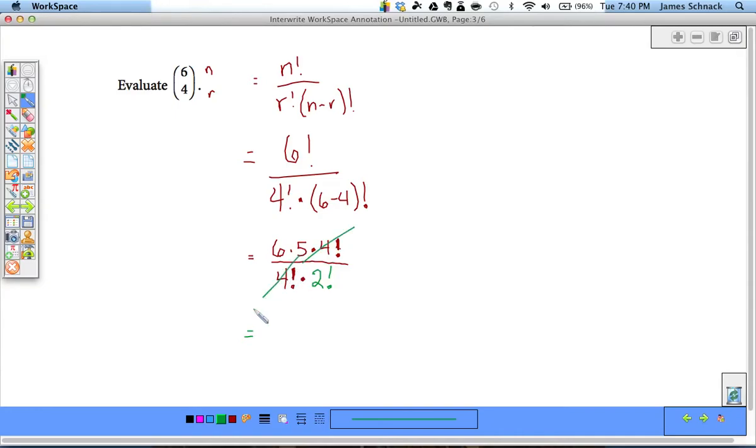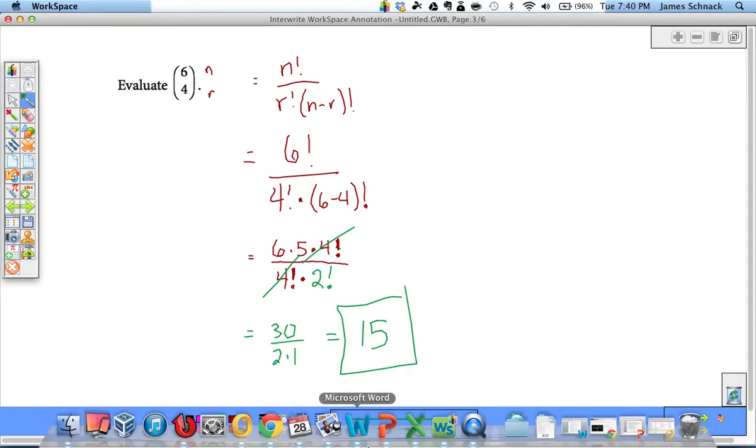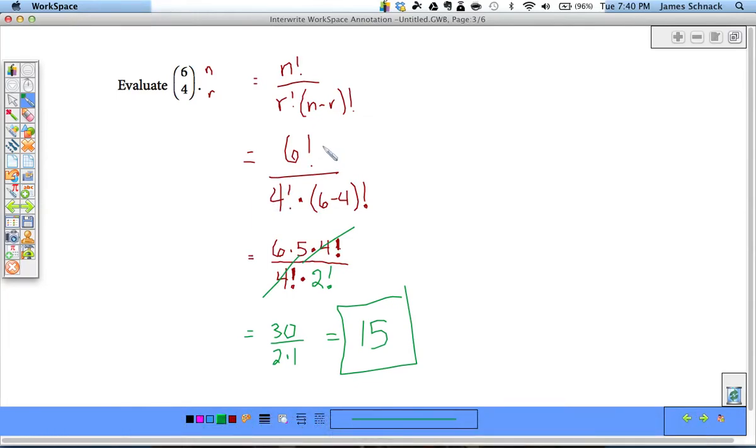Okay, so the 4 factorials are gone. In the numerator, we just have 30. Denominator, 2 factorial is 2 times 1, and 2 times 1 is 2. 30 divided by 2 is 15. There we go. Not so bad.